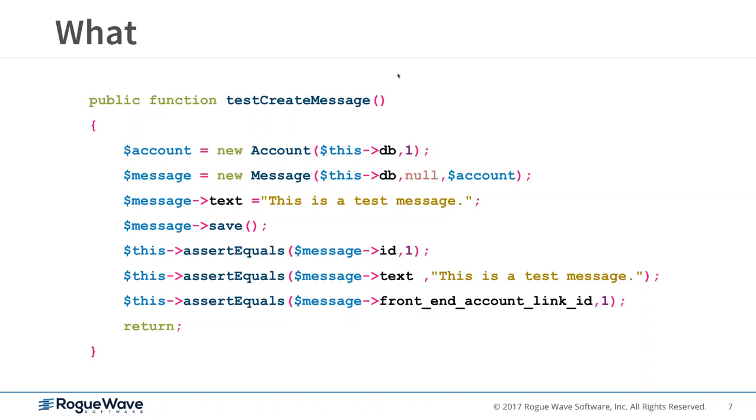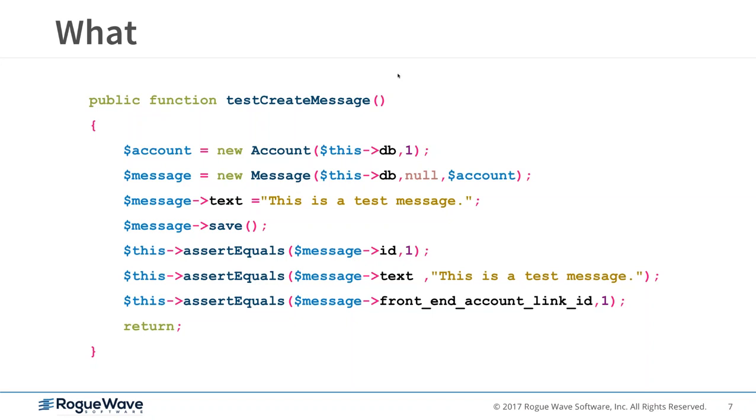Now, once I do that, I start doing some asserts. In this one, I'm using assertEquals. There's probably about 30 different asserts in PHPUnit, but this one just says make sure that the two parameters you're passing in equal each other. The first one is message ID. Now, you notice I didn't set message ID anywhere.